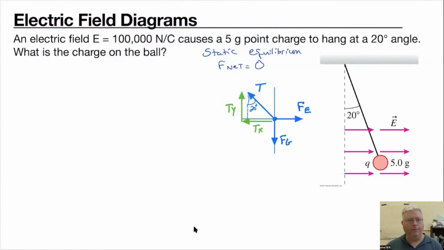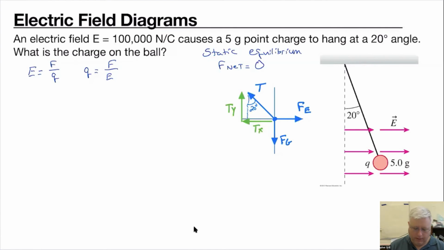So what do we know here? What are we looking for, right? We're looking for the charge. We have a charge exposed to an electric field. And what do we know about that? We said that the electric field is the force divided by the charge, right? So if we rearrange it, if we want to know what the charge is, we can say that it's force divided by electric field strength. So we know the electric field strength, but we don't know what the force is.